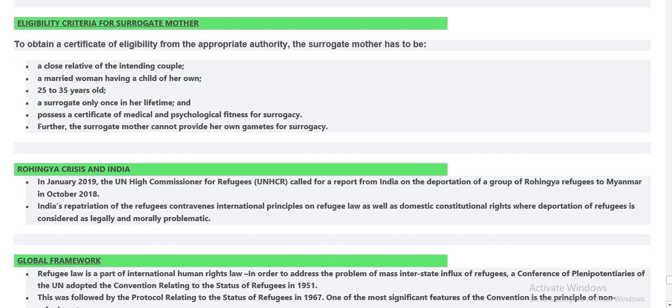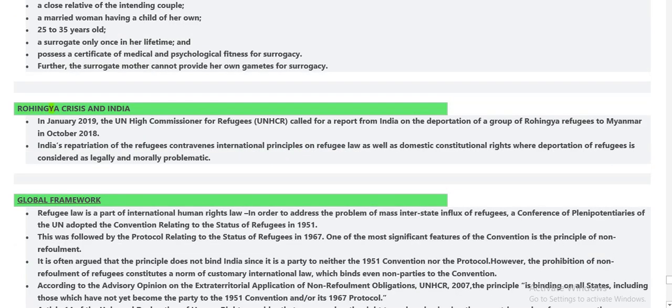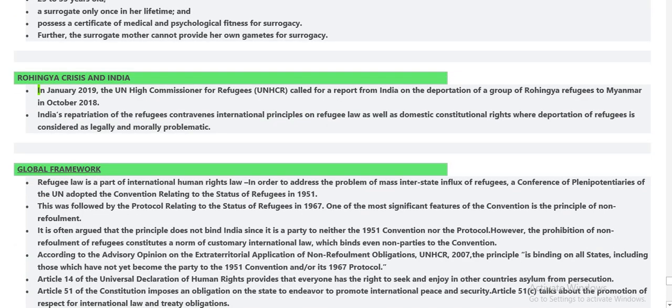Eligibility criteria for surrogate mother. To obtain a certificate of eligibility from the appropriate authority, the surrogate mother has to be a close relative of the intending couple, a married woman having a child of her own, 25 to 35 years old, a surrogate only once in her lifetime, and possess a certificate of medical and psychological fitness for surrogacy. Further, the surrogate mother cannot provide her own gametes for surrogacy.